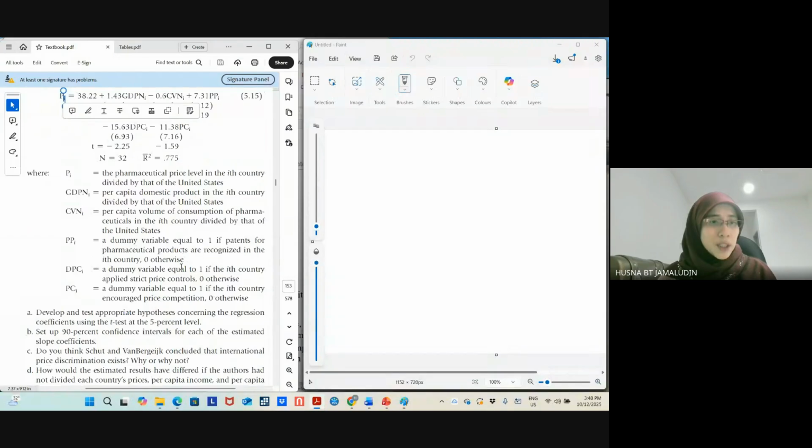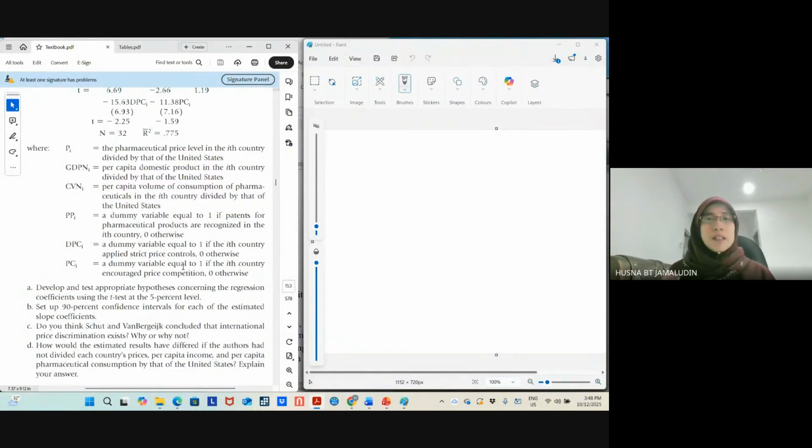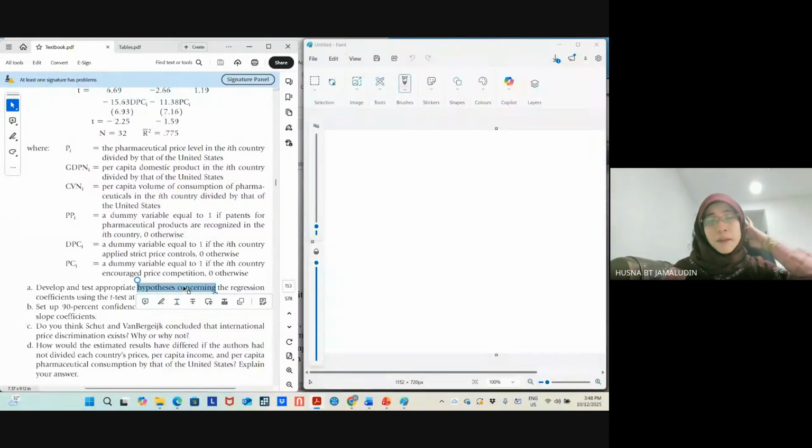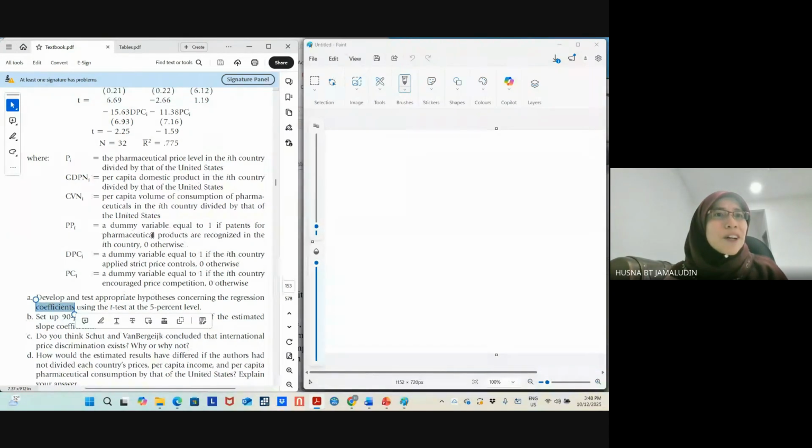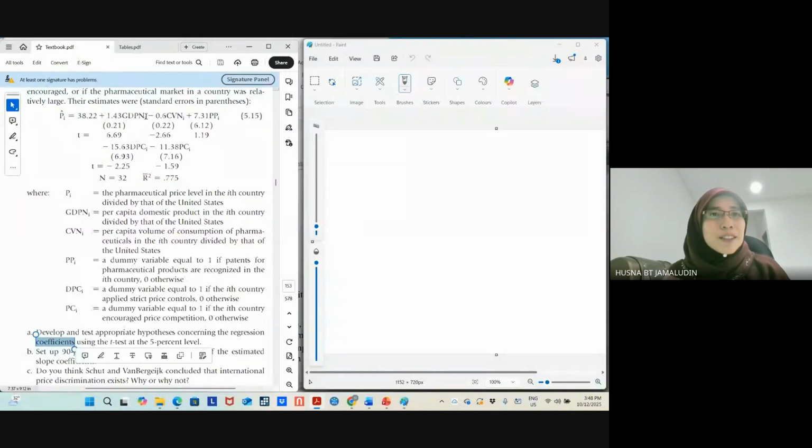So let's move to the next question. Develop and test appropriate hypotheses concerning the regression coefficients using the t-test at the 5% level. So basically, you have to do the hypothesis testing. Remember, chapter 5 is about hypothesis. So basically, you are testing all the coefficients. How many variables do you have? 1, 2, 3, 4. Let me just write down 3 examples.